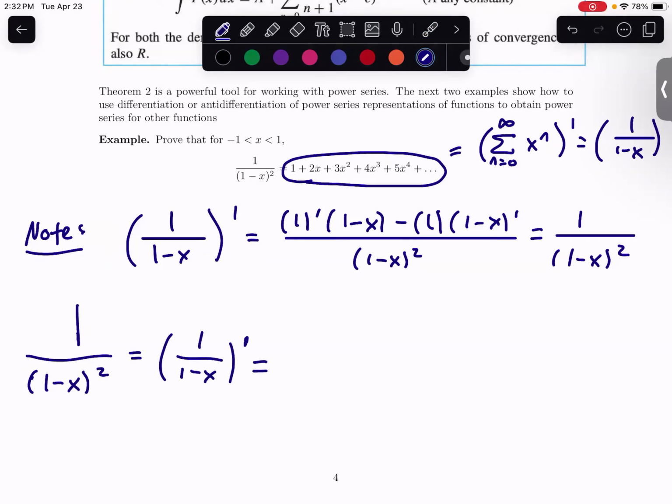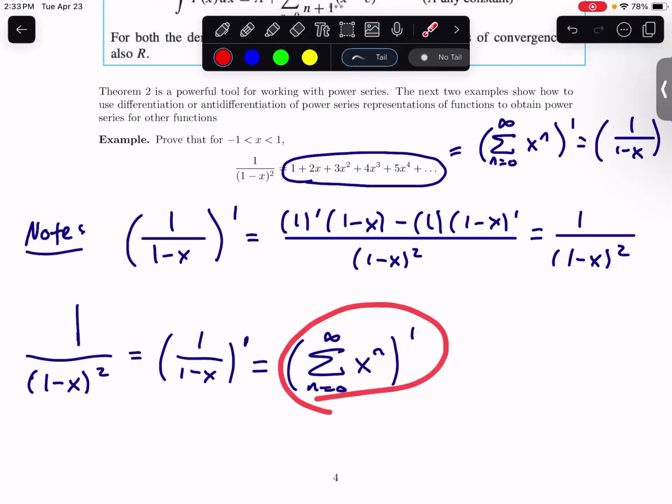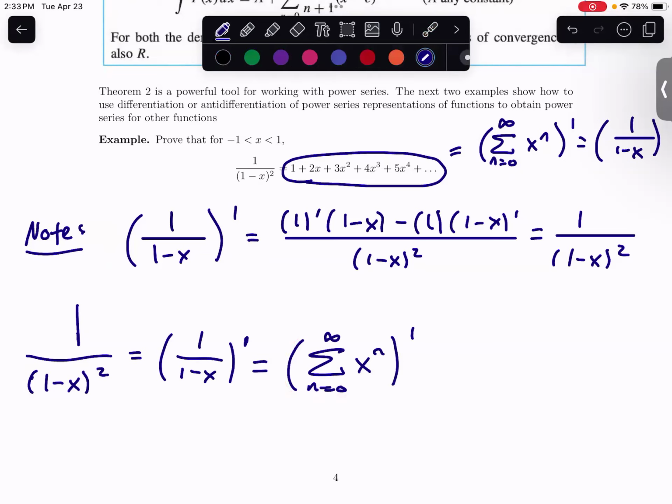We know 1 over 1 minus x has the following power series. So this is the series from n equals 0 to infinity of x to the n. So it's just the derivative of this thing. And then going term by term, this is equal to the sum.